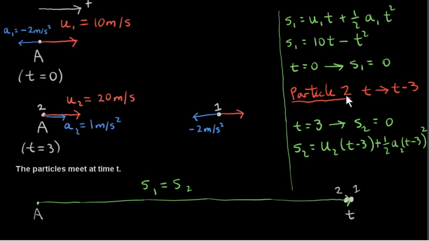We could say that particle 2 is 3 seconds behind particle 1 in being launched. So if it's 3 seconds behind, we replace t in our formula with t minus 3. Now, if we plug 3 in for t, we will get 3 minus 3 is 0. We'll get u2 times 0 is 0. Plugging 3 in here will give us 0 squared. Well, that's 0, so the whole thing will be 0. That's exactly what we want. So plugging in for u2, u2 is 20, a2 is 1, so we have half of 1, which is a half.